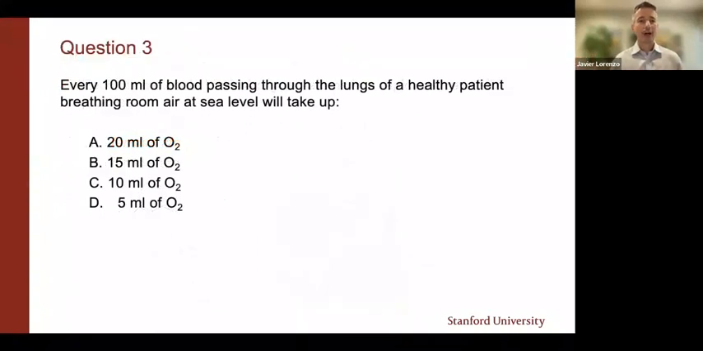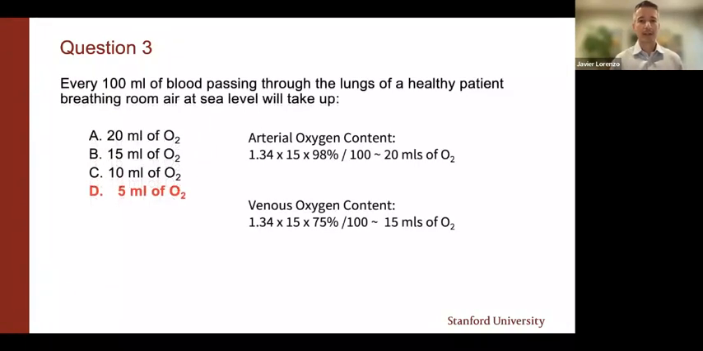Every 100 cc's, every deciliter of blood passing through the lungs of a healthy patient breathing room air at sea level will take up 20 cc's of oxygen, 15 cc's, 10 cc's, or 5 cc's. Very quickly, we'll do this together. You want to measure your arterial oxygen content, assuming the patient is not anemic, hemoglobin 15, saturation 98, about roughly 20 cc's. And then your venous oxygen content is about 15 cc's. The difference between 20 and 15 is 5 cc's of oxygen.